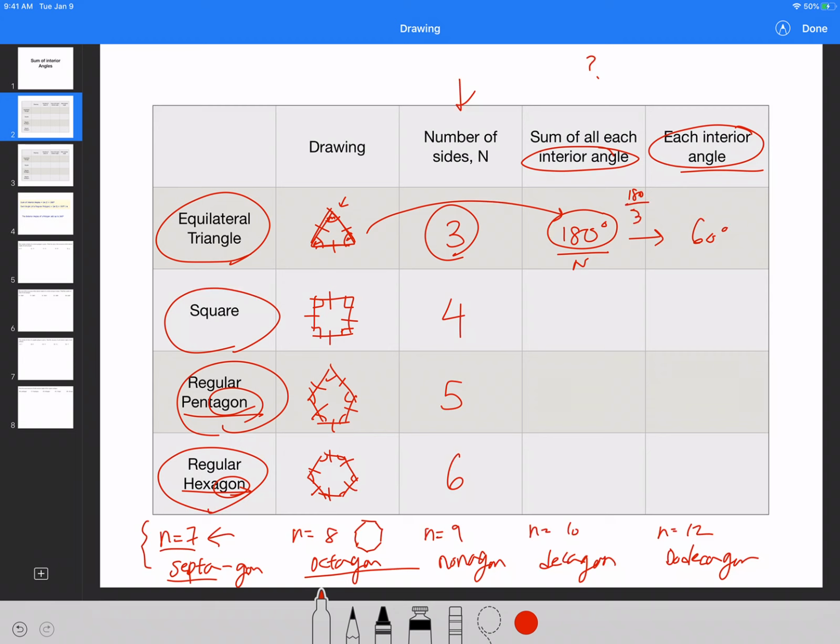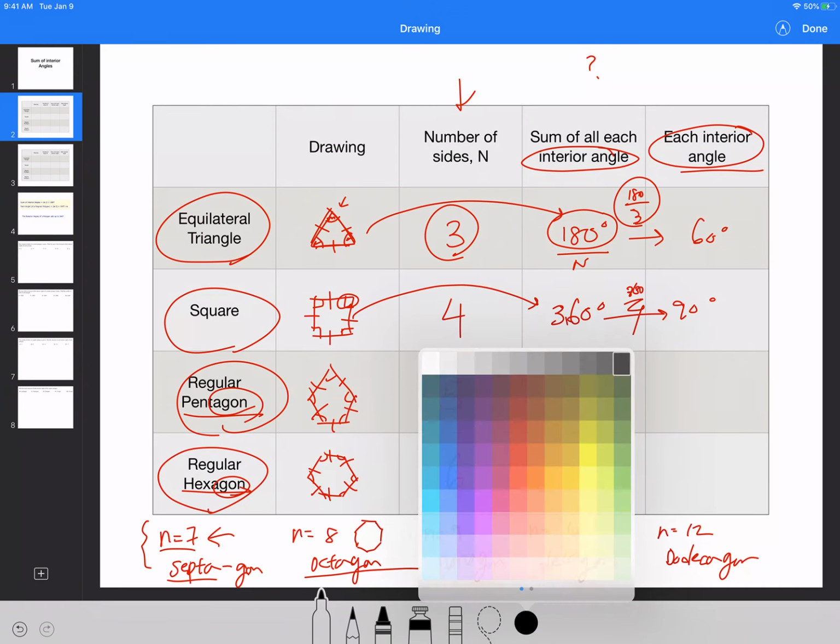Now let's talk about the square here. For a square, all the angles add up to 360. And each interior angle, we already know, is 90 degrees. Well, how do we go from 360 to 90? Same as the pattern above: it's 360 divided by 4. Okay, and I want you to take a look at the pattern this way too.